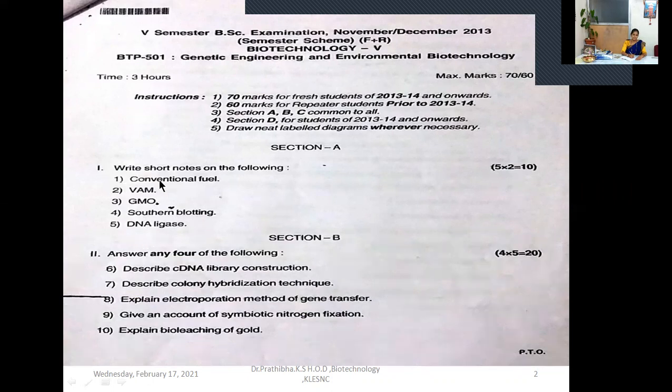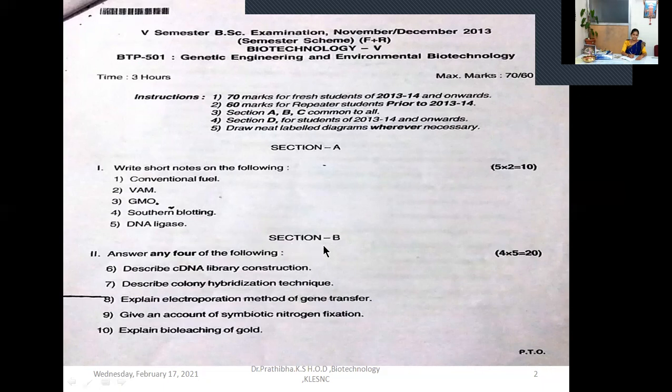Okay, here you need to define what conventional fuels are and give an example. Here you need to write what VAM stands for, and write an example. Here also you need to explain what GMO is. First write the full form of GMO, what it stands for, and give an example and define it. Okay, you need to write southern blotting, give the definition of southern blotting, who discovered it, and what is the purpose of doing southern blotting. You need to write it here: define DNA ligase and give one example.